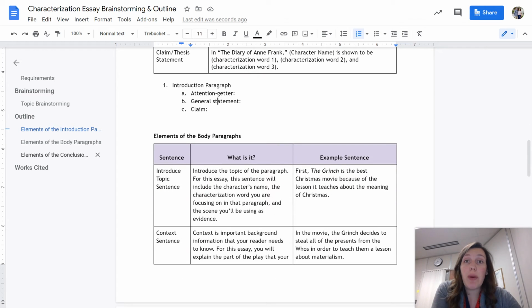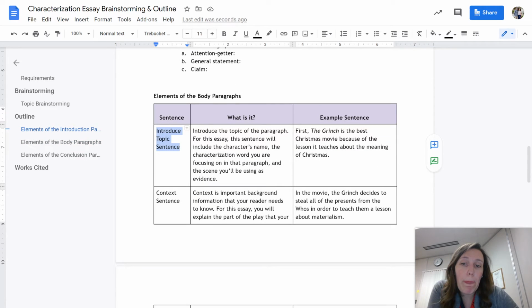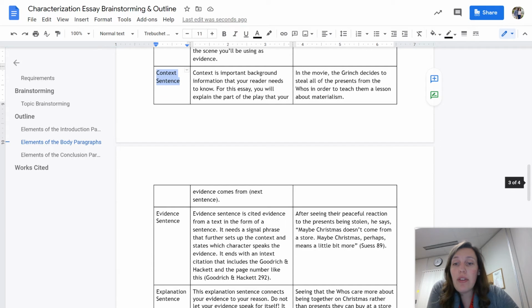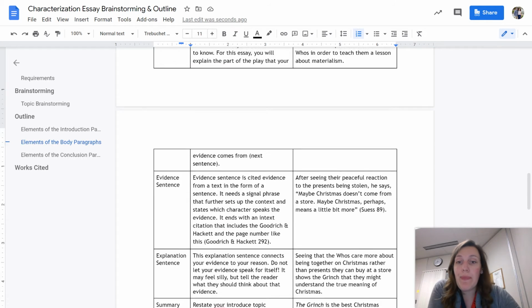Moving now to your first body paragraph that you're going to be working on today. Remember the ICES paragraph structure that we talked about way back in October for your horror essay. So you're going to introduce your topic sentence, you're going to have a context sentence, evidence sentence, explanation sentence, and then a summary sentence. So ICES is that acronym.